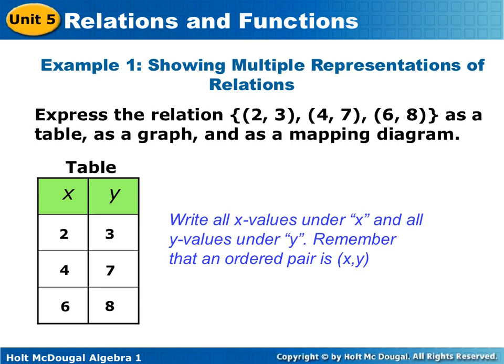Now, what we did here is we got to see this written as a table. So that's kind of what we just did on our first example, right? We had (2, 3).